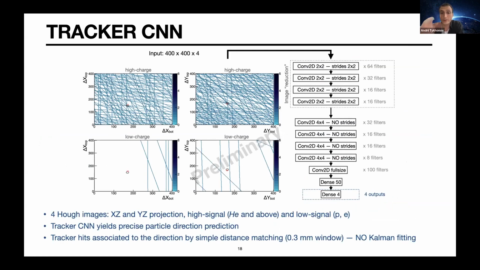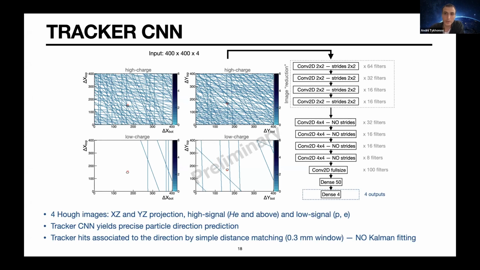The architecture of this network you can see on these slides. We have 4 images, 2 images for XZ projection of DAMPE, 2 images for YZ projection. In each projection, we have a separate image for hits that have high signal, which is likely attributed to helium or other ions, and an image for the low signals, which are likely attributed to MIP particle, proton or electron. The architecture of the neural net is not very much different from the one of the calorimeter. However, we have an image reduction level to reduce the dimensionality.